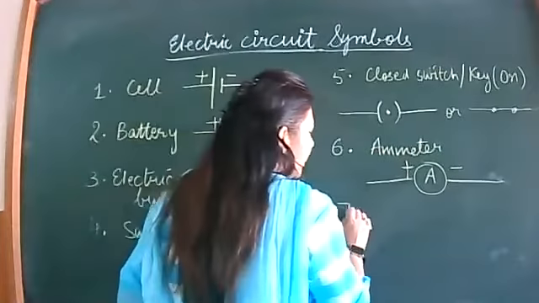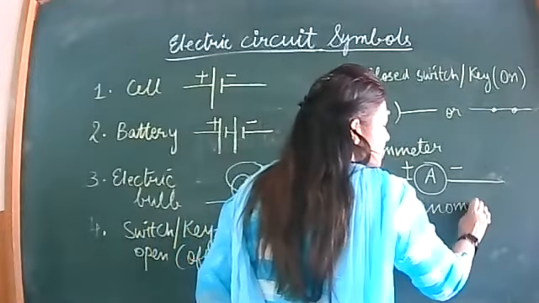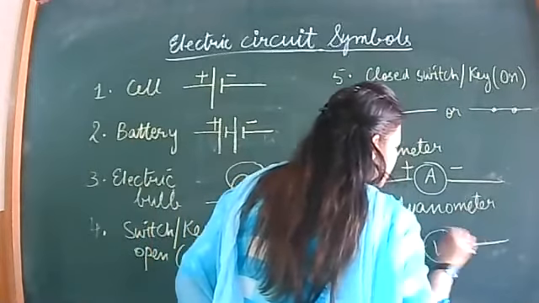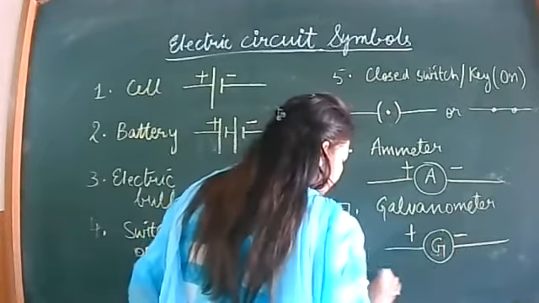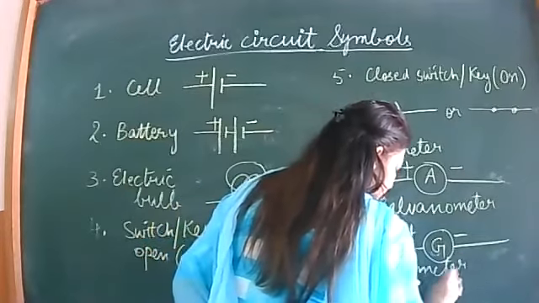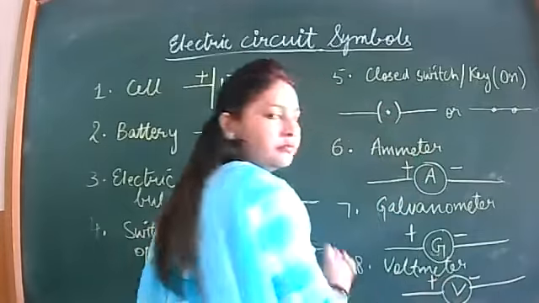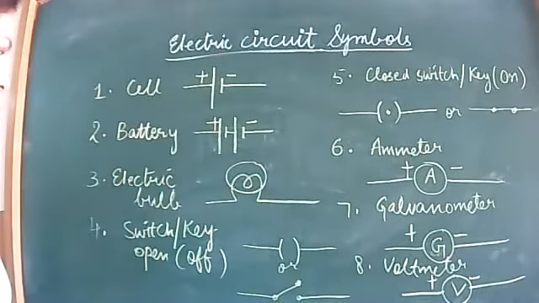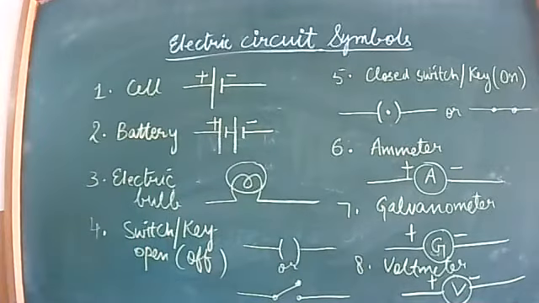Same way we can draw galvanometer and voltmeter also. So the symbol for galvanometer is this. Galvanometer means G and voltmeter means V. Voltmeter means V will be written inside the circle. So have a look at all these circuit symbols.